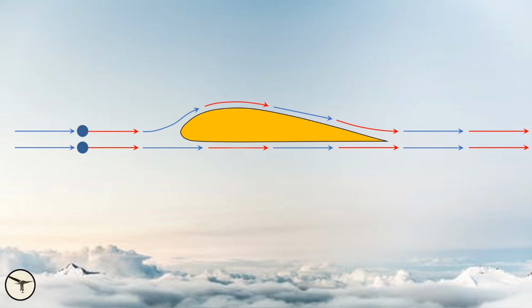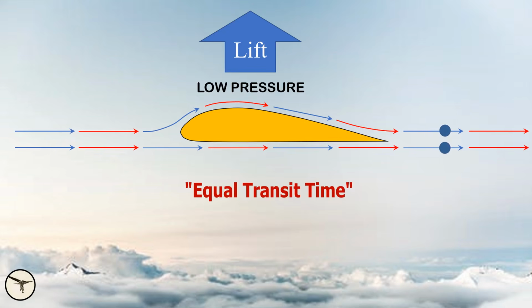Many aviation books and manuals are telling us that two air molecules, or particles, when separated in front of a wing, will meet at the same place behind the wing. And since the upper part of the wing is more curved than the underside, the particle must travel a longer distance. Therefore, it must move at a higher velocity. According to Bernoulli's equation, the increased velocity causes the air pressure to decrease. This is called the equal transit time hypothesis.